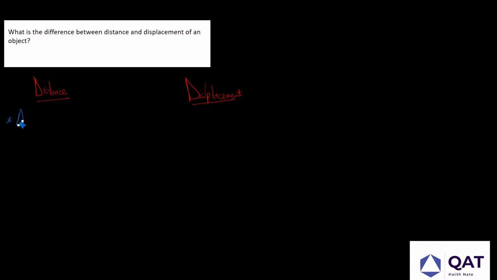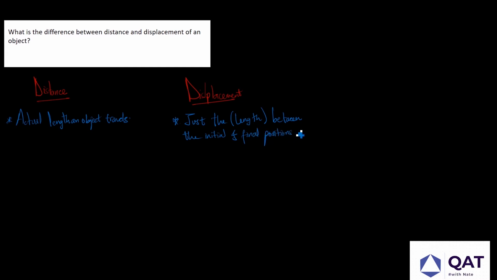When I say distance, it is the actual length an object travels, and when I say displacement, you should keep this in your mind, it is just the difference or the length between the initial and final positions of an object. Positions of an object. What do we mean by this?